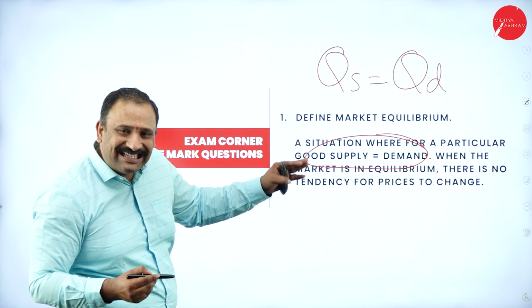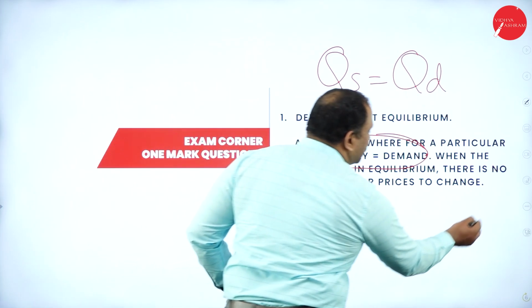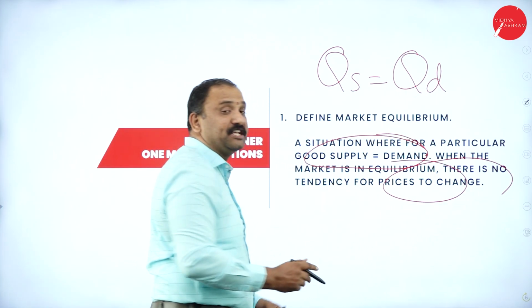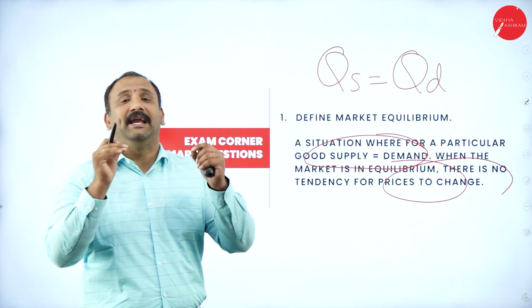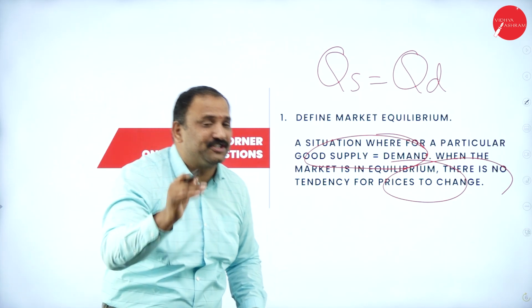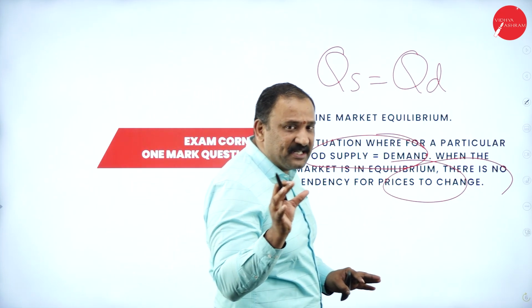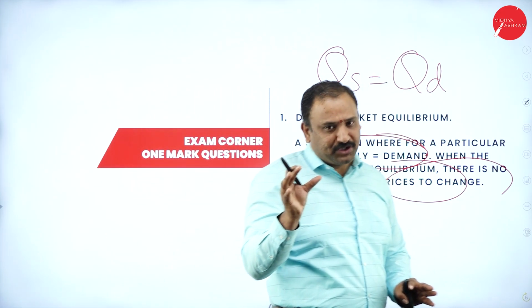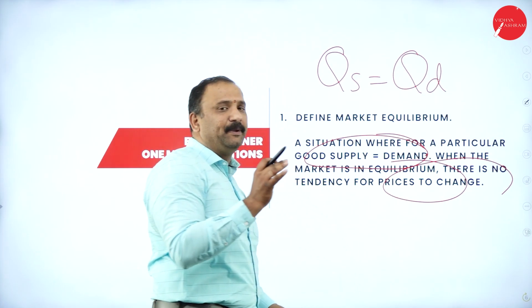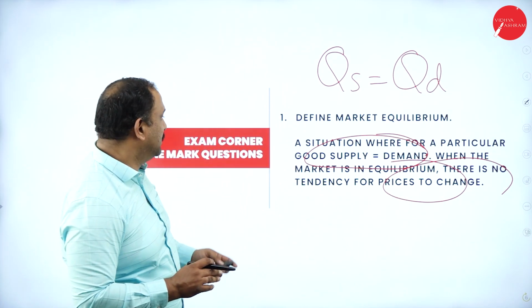When the market is in equilibrium, there is no tendency for the prices to change. This is very, very important for all of us to know. Why? Because once the market is fixed, the market has come to its position altogether, then there will be no change in the prices absolutely.